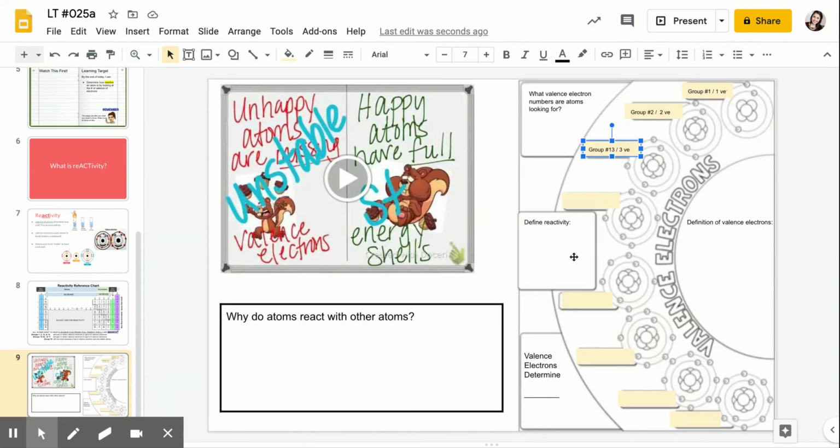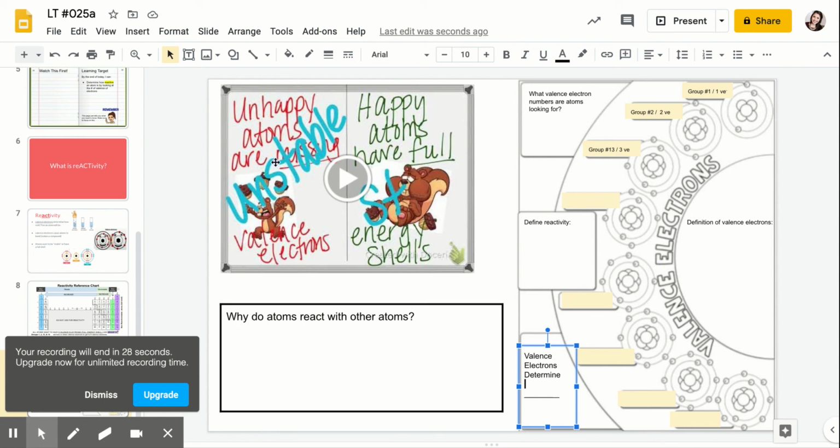So you're going to answer the questions. This question here says, what valence electron numbers are atoms looking for? So again, what do they want? How many do they want? What is their goal? You're going to define reactivity. So what does that mean? You're going to give me the definition of valence electrons. And then valence electrons determine what. And all this information can be gathered from this video here.